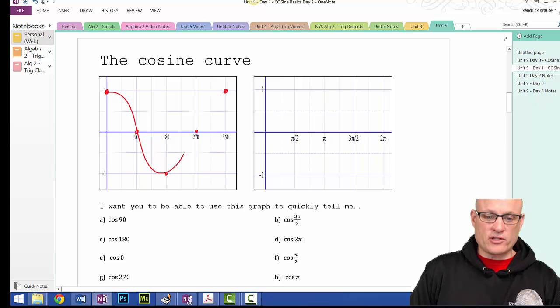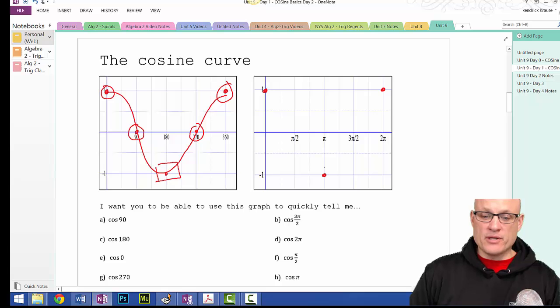If I just looked at the basic cosine curve, the cosine of 270 is 0. The cosine of 90 is 0. The cosine of 360 is 1. The cosine of 0 is 1. The cosine of 180 is -1. I can either do it in radians or I can do it in degrees.